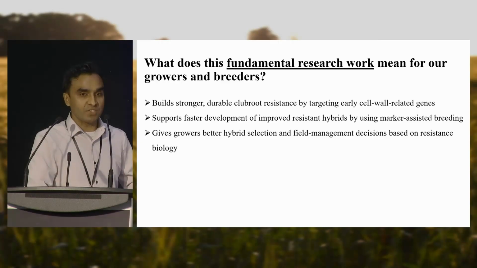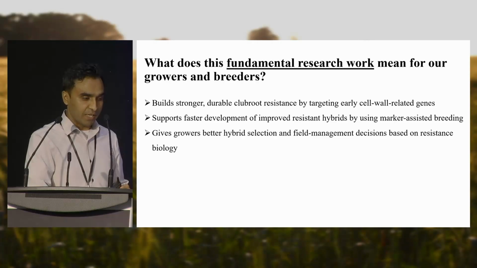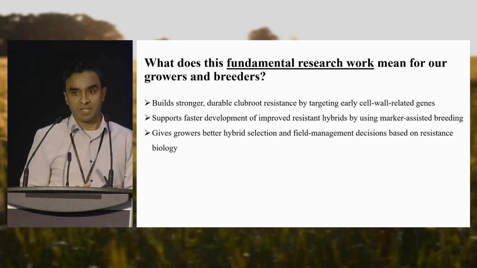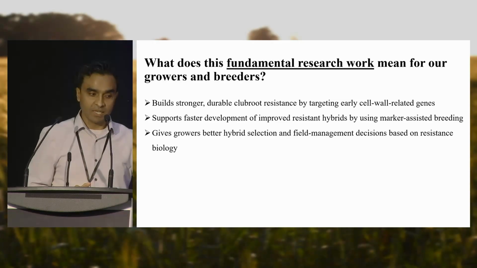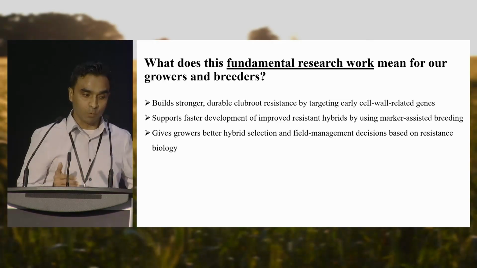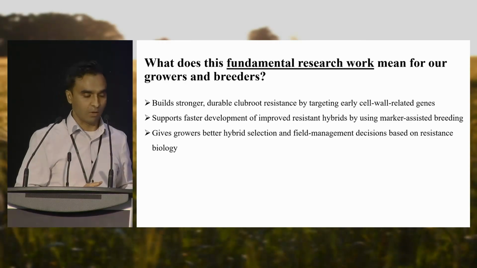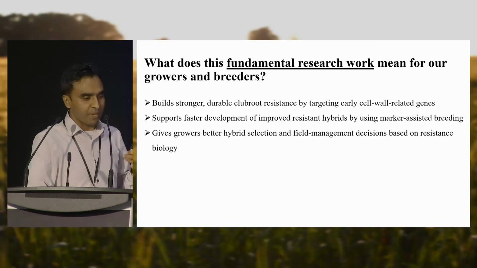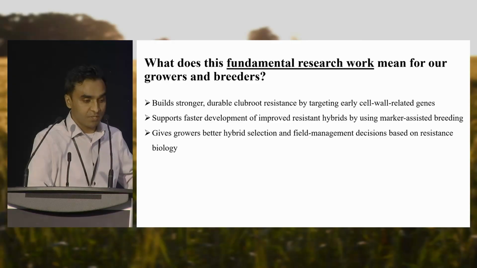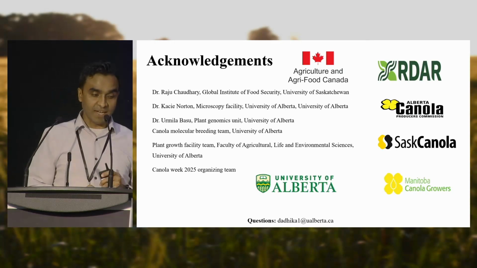Also, it supports faster development of improved resistant hybrids, because we may not see the clubroot this year or next year, but it's very important we continue producing those resistant cultivars or resistant genetic material more and more, because you never know what's in that soil, right? Because the pathogen is evolving, and we saw that already in our studies. So this study also gives growers a better hybrid selection process to make field management decisions based on resistance biology.